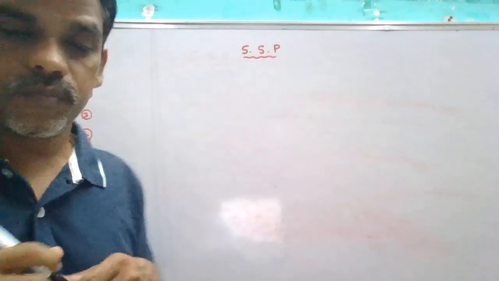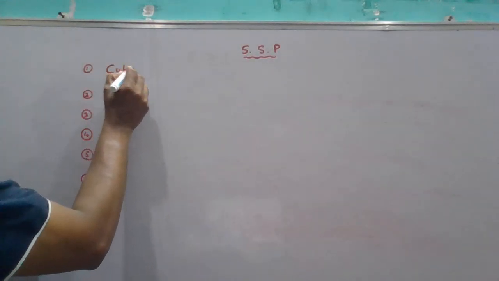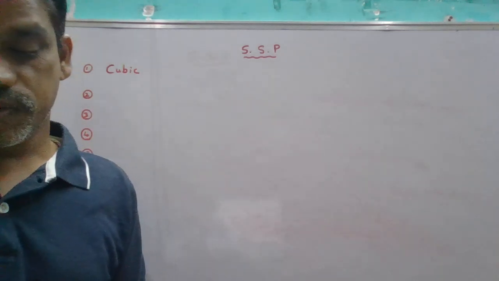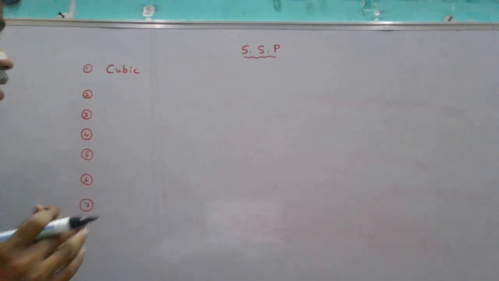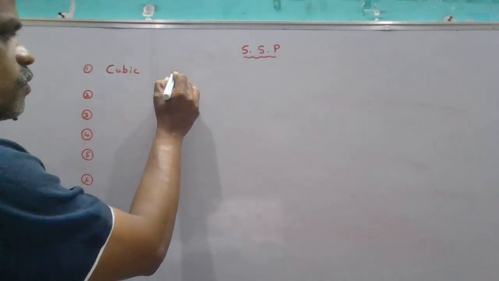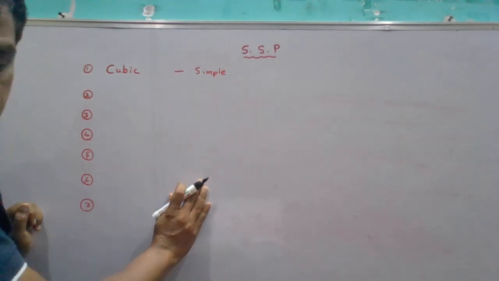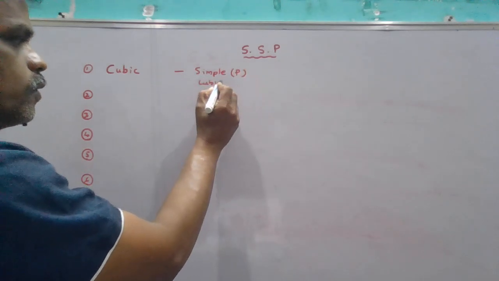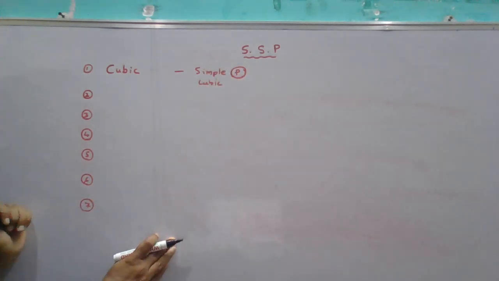So look here, the first one is cubic. This is the first crystal system. How many Bravais lattices does the cubic system have? Only one, that is simple cubic. We denote it with the symbol P.